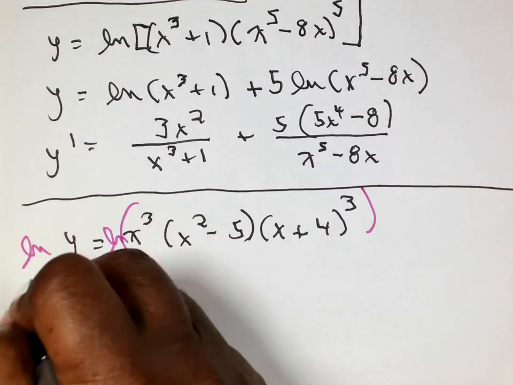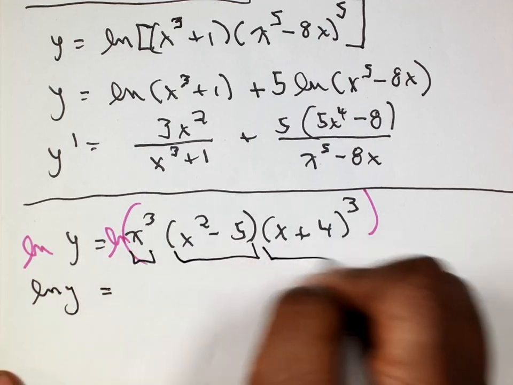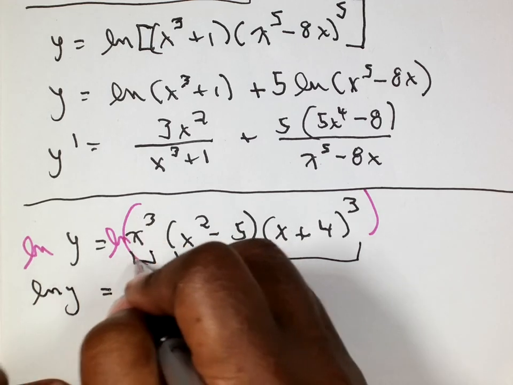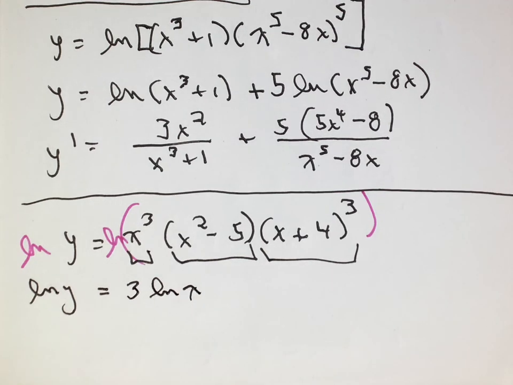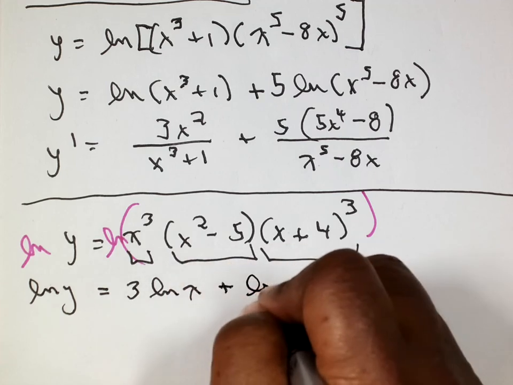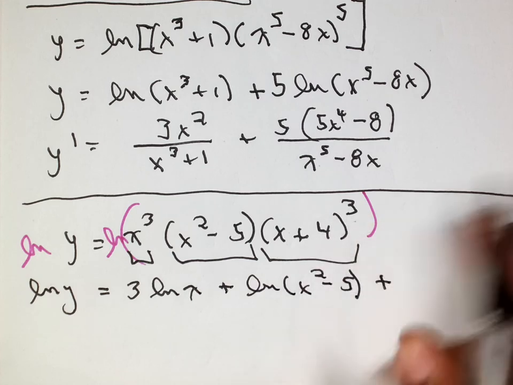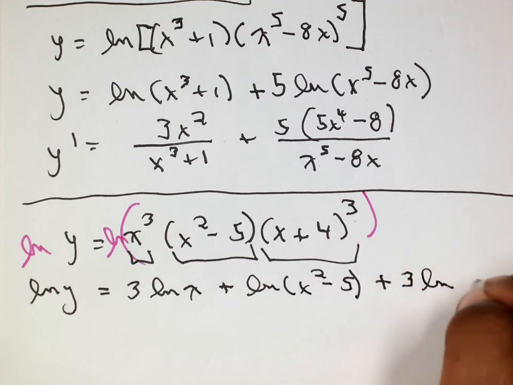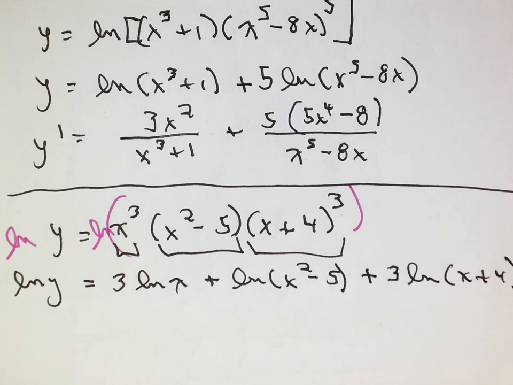So on the left here, it's just the natural log of y. And on this side, these are the three pieces that are all multiplied together. So ln of x cubed, I'm going to multiply that 3 out front. So 3 ln of x plus the ln of x squared minus 5 plus, again, this piece has an exponent, so I'm going to multiply that out front. So 3 ln of x plus 4. Now that I have it all in smaller terms, the derivative is going to be a lot quicker.